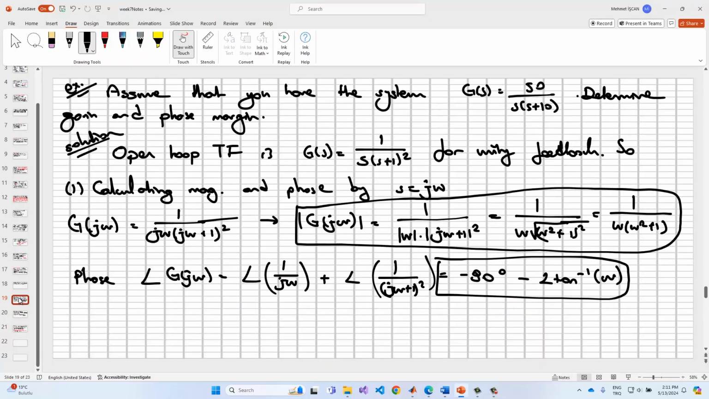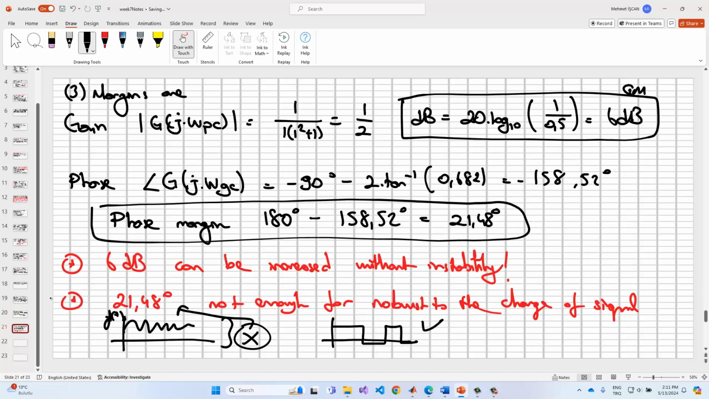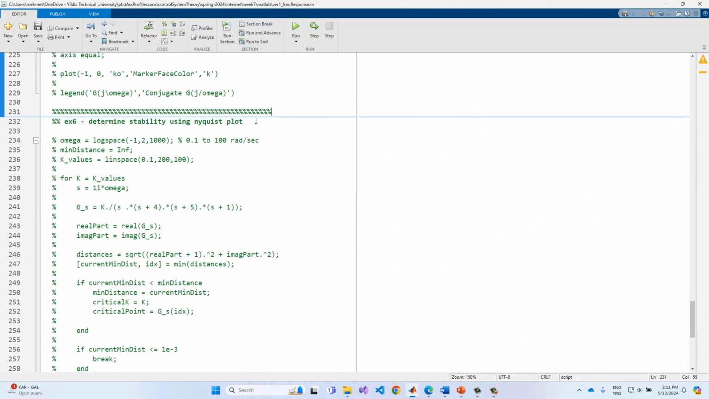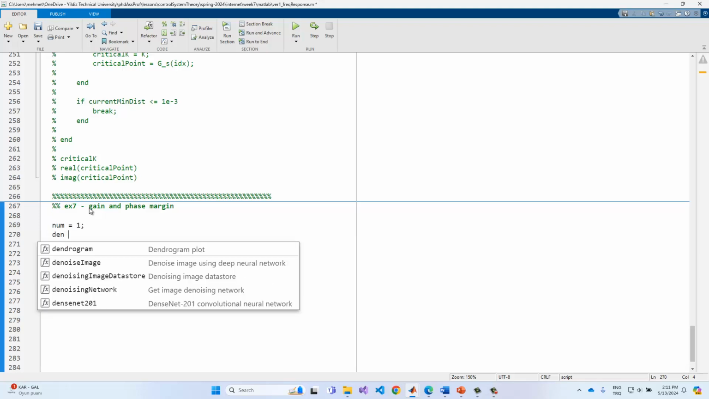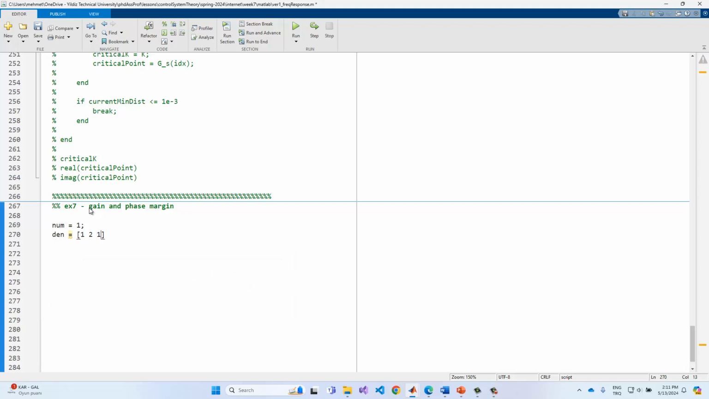For this system, I'm sorry guys, this is the wrong one. This is equal to 1 over s plus 1. So how can we prove these conditions in MATLAB? We can open a new script here, just like this one, for gain and phase margin. Define the numerator here as 1, and the denominator as 1, 2, 1 and 0.